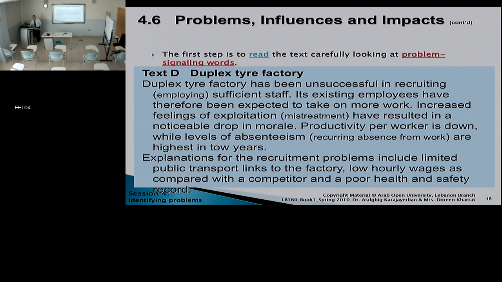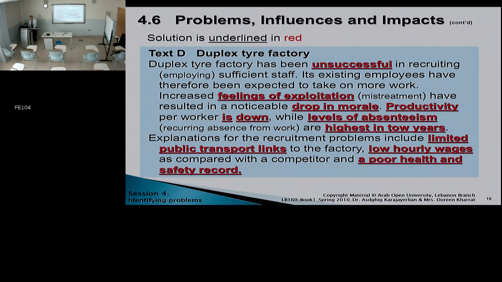For example, if you look at this text, how can we spot the problems? The first one is unsuccessful. The second one is feelings of exploitation or mistreatment. And drop is a negative word. Look, level of absenteeism are highest. If level of absenteeism is low, no problem. Like in absenteeism high, problem. Limited, and then low, and poor. So these are the negative words.